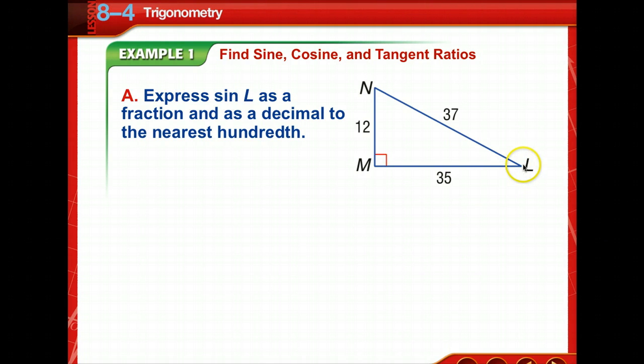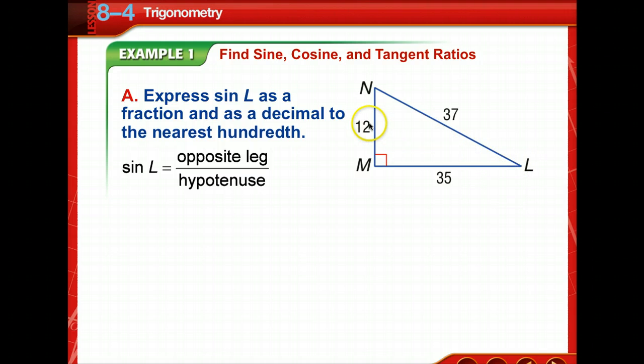So first of all, we're going to express sine, and even though it looks like sin, it's pronounced sine. We're going to express sine of L as a fraction and as a decimal. So from your notes previously, you know that sine is the opposite over the hypotenuse. So the leg that's opposite L is 12, and the hypotenuse is 37. So we're going to rewrite that as 12 over 37. In your calculator, if you put 12 divided by 37, you're going to get 32 hundredths. So in this assignment, we're asking for both of these answers.